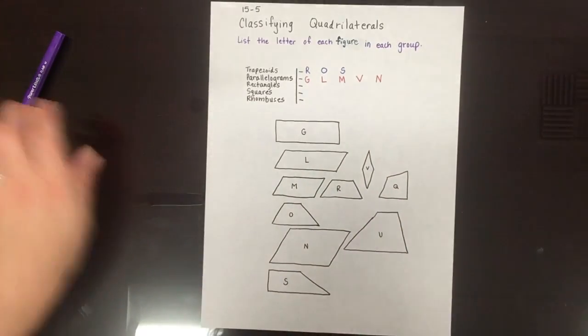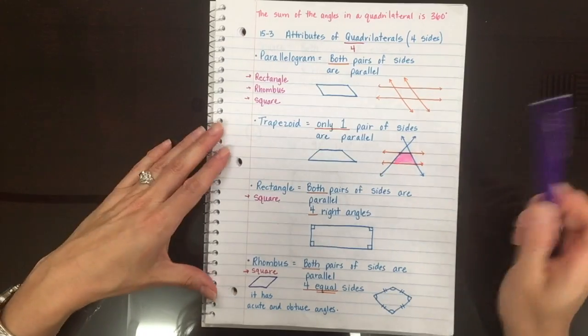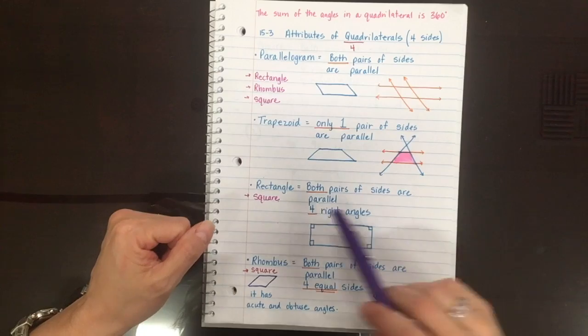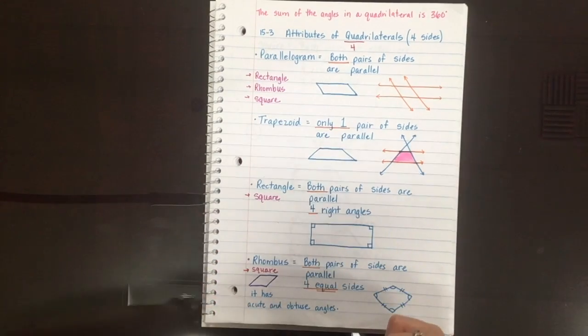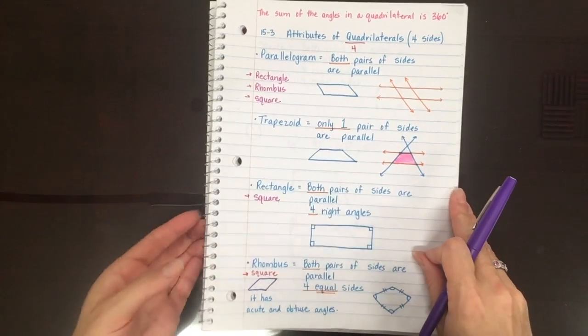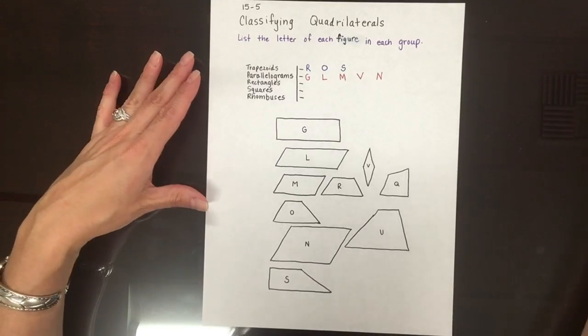Let's look at rectangles. We know that rectangles have a little more specific requirements. So rectangles, both pairs of sides are parallel, and it has to have 4 right angles. That's going to limit a lot of different figures because of those 4 right angles. So let's look at all of them and see if we can find the qualifications for a rectangle.